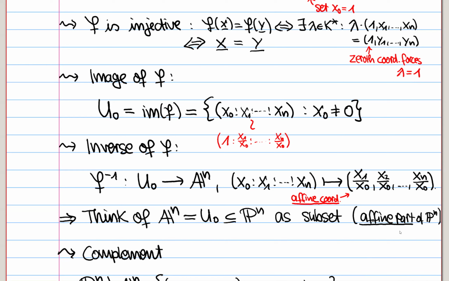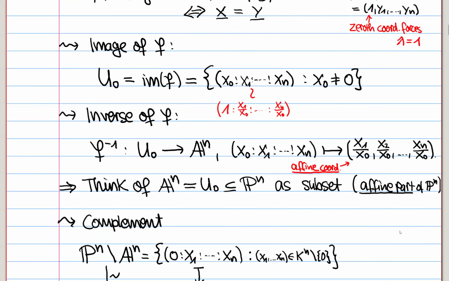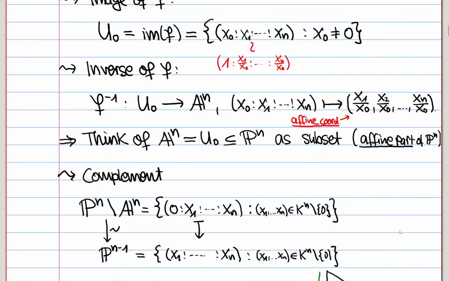Now that we have this inside P^n, we can ask, what is the complement? What are we missing here? And this is of course P^n minus U0, so minus the locus where the first coordinate is non-zero. The complement of that locus is the locus where the first coordinate is equal to 0. That's the locus of these points (0, x1, up to xn). And you still have the condition that this should not be the 0 vector. So in other words, this is now an element of k^n minus 0.